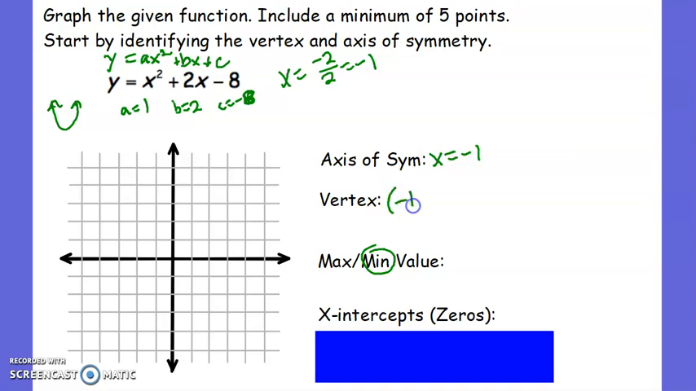Our vertex will be negative 1 comma y. And if we can find that y value, then we can identify our minimum value, and we'll have all of that information. So for that, we'll take our negative 1 and plug it back in. y equals negative 1 squared plus 2 times negative 1 minus 8. We would have 1 minus 2 minus 8, or negative 1 minus 8, which is negative 9. Our minimum value would be y equals negative 9. And we could plot our vertex.